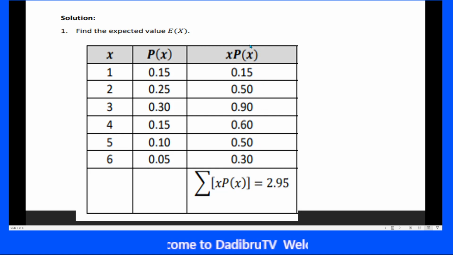So after getting the product, we will add all the values of x p(x). So getting the sum of 0.15, 0.50, 0.90, 0.60, 0.50, and 0.30 is 2.95. So therefore, 2.95 is our expected value or the mean.